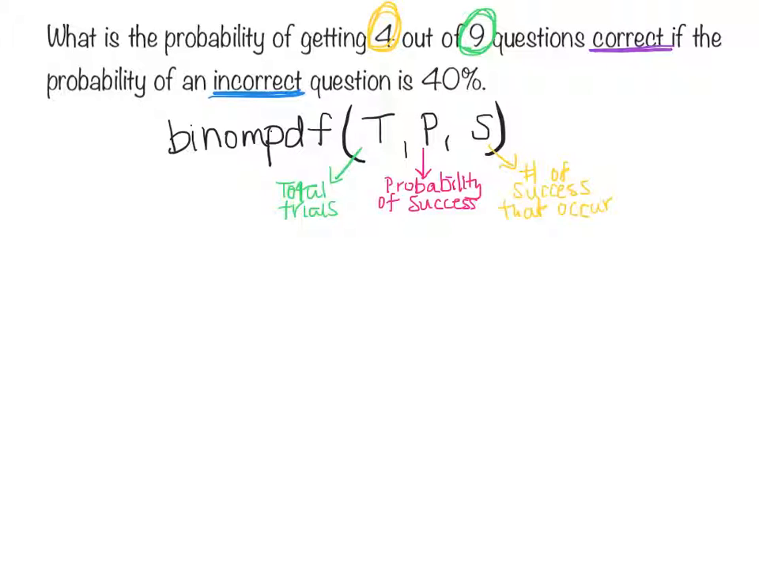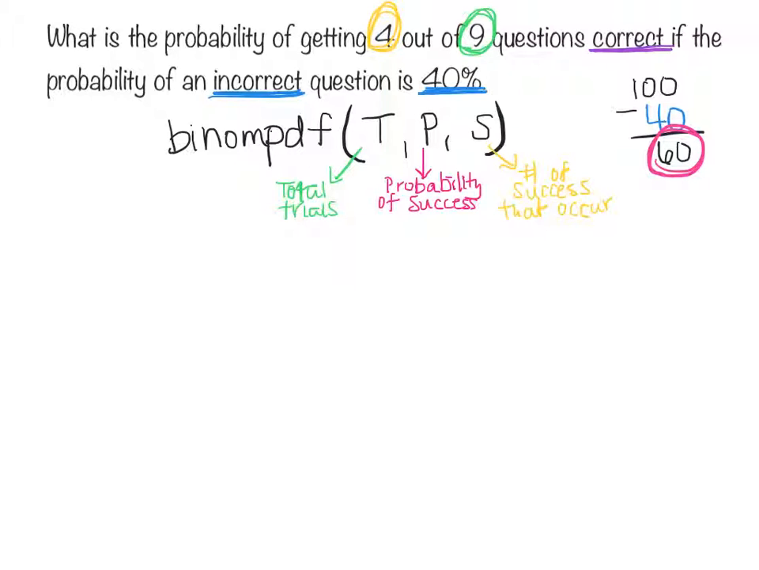It says the probability of an incorrect question is 40%. Now you need to be careful here because the question is actually asking you, what is the probability of correct questions? They give you the probability of incorrect. So if we want to find the probability for correct, then we need to take the incorrect probability and subtract it from 100%. So we're going to take 100% minus the incorrect of 40, which will give us 60%. Now the 60% is the probability for correct. That is the one that we're going to need for our problem.